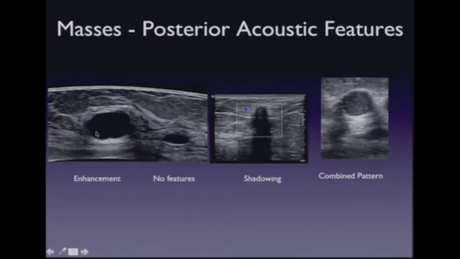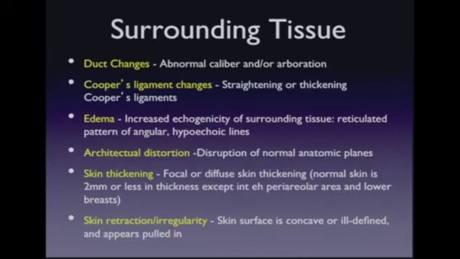We have two simple cysts. Here in the same patient, one has very good through transmission enhancement, and the other one has no features. Here's an area of shadowing, and this lesion has both through transmission and areas of shadowing. We also want to look at the surrounding tissues. We want to look for duct changes, so we want to look for an abnormal caliber and or arborization of the ducts. We want to look at Cooper's ligament changes.